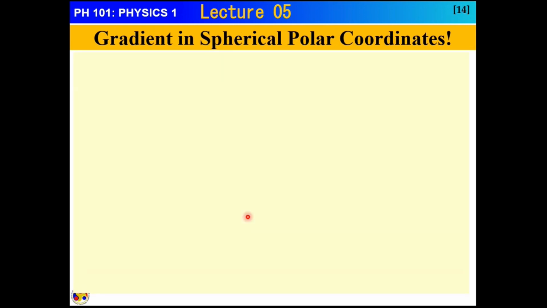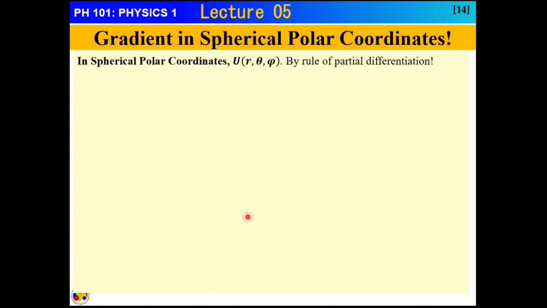Okay. We know that the spherical polar coordinate system is the most complicated one, but the most useful one to handle spherical symmetric problems. So let's talk about that. In the spherical polar coordinate system, we are writing the potential as a function of r, theta, and phi.